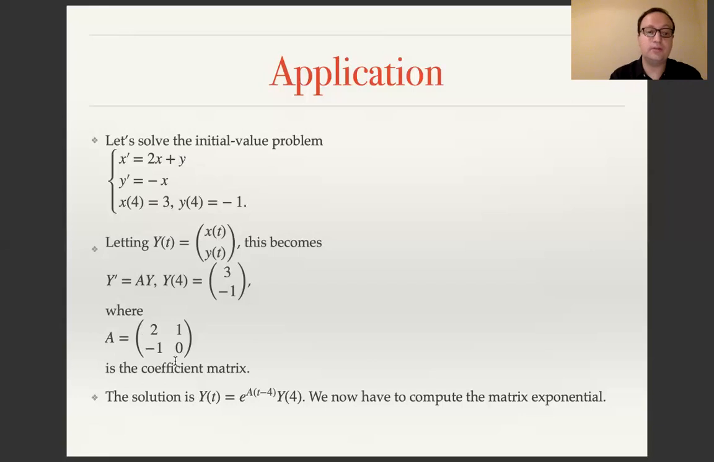The solution, if we write the system in this way, is very straightforward. It's the exponential of A times t minus 4 times the initial condition Y of 4. So this is a pretty simple formula, but now we have to compute the matrix exponential.